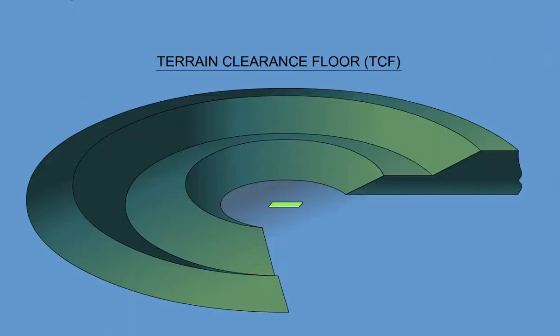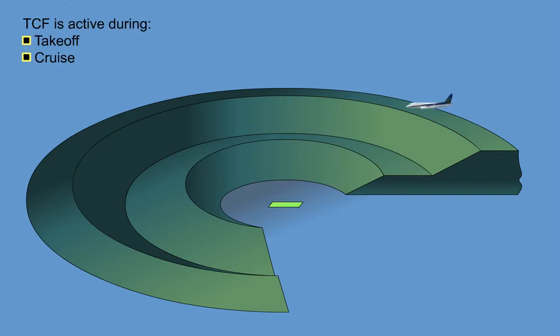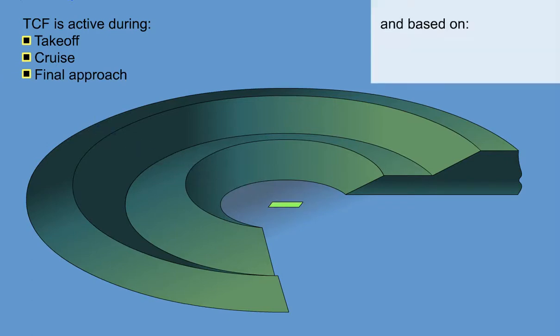The Terrain Clearance Floor, TCF, provides a circular terrain clearance envelope around the airport runway, alerting the pilot of a possible premature descent for non-precision approaches regardless of the airplane's configuration. The TCF is active during takeoff, cruise, and final approach, and is based on current airplane position, nearest runway, and radio altitude.